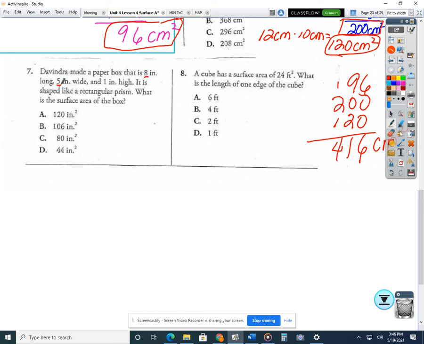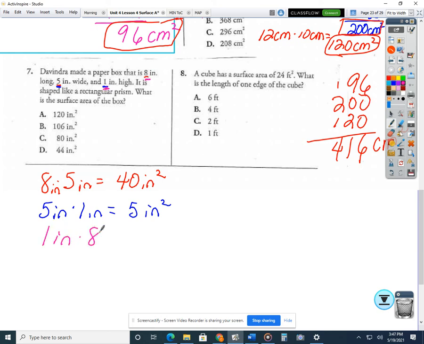So our first side is going to be 8 by 5, 8 inches by 5 inches. Its area will be 40 inches squared. Our second face will be 5 by 1. So 5 inches times 1 inch is equal to 5 inches squared. And our third is going to be 1 by 8. 1 inch by 8 inches. And so it will have an area of 8 inches squared.